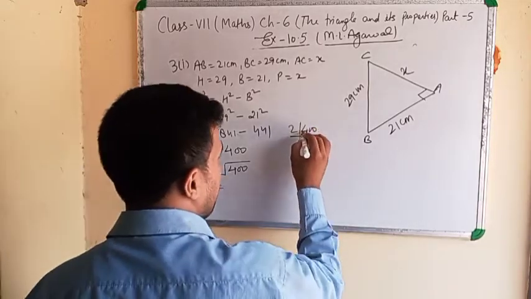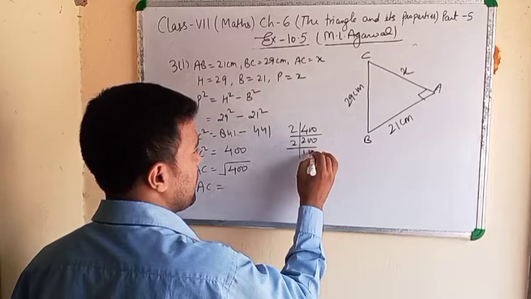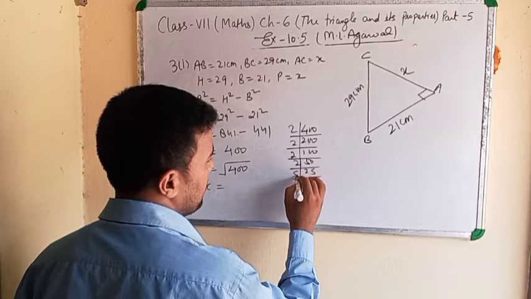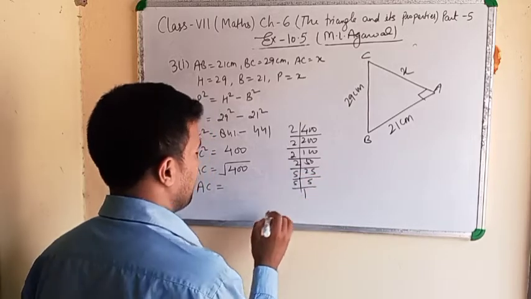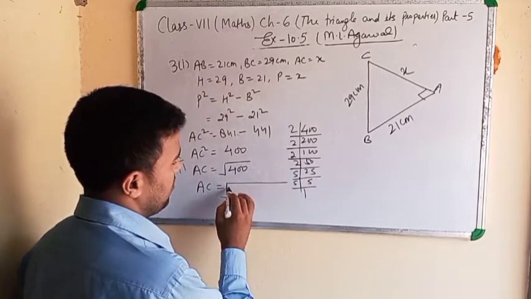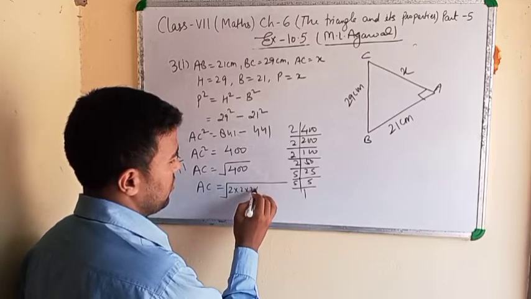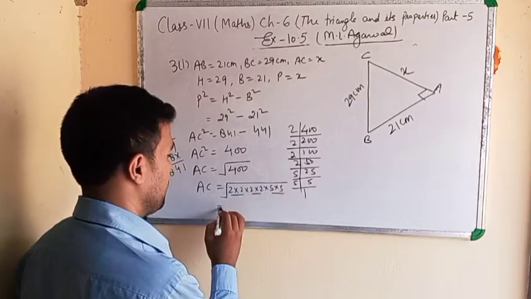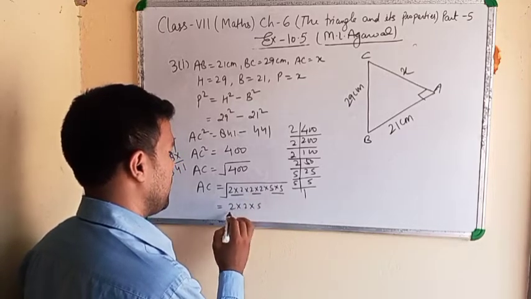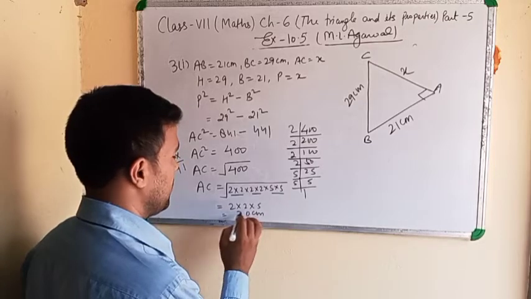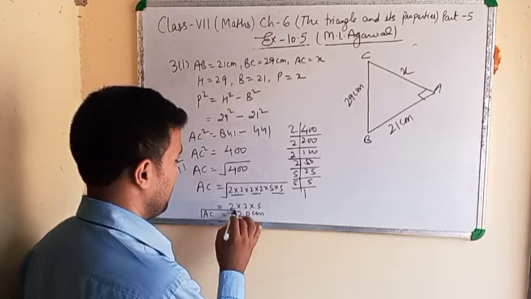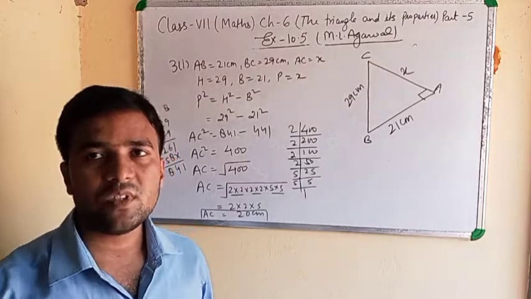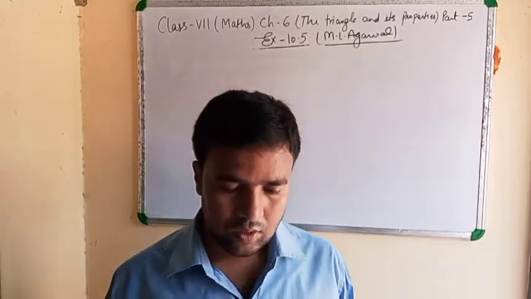You can find the LCM. 2 2s are 4, 2 1s are 2, 2 5s are 10, 2 2s are 4, 2 5s are 10, 5 5s are 25, in square. 2 into 2 into 2 into 2, 5 into 5. One pair of 2, one more pair of 2, into 5, 20 centimeters. AC equals 20. Note down. Question number 5.